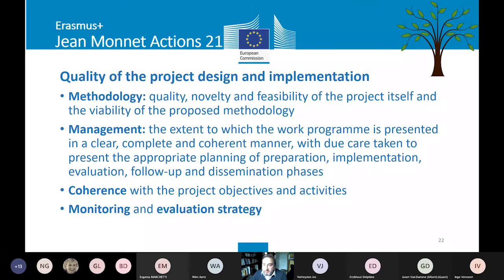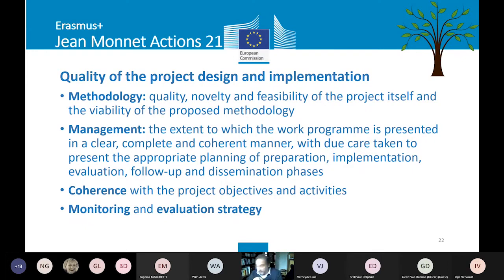Second point, quality of project design implementation. How do you plan to do your project? What is the methodology for each activity? The novelty, feasibility of the project. Why it is only 2% or should be 4% for this action, and so on.